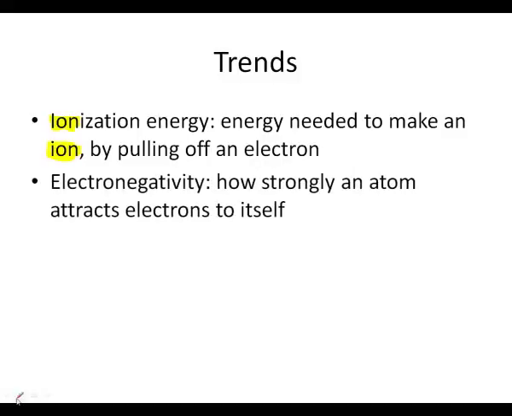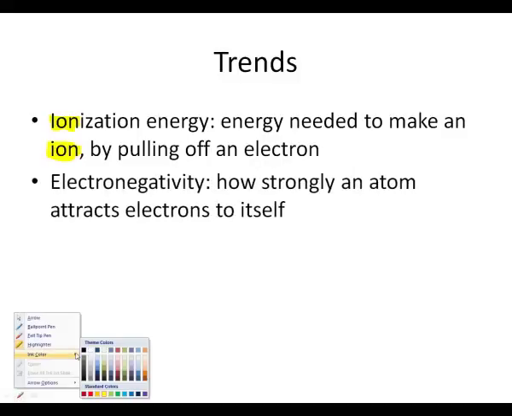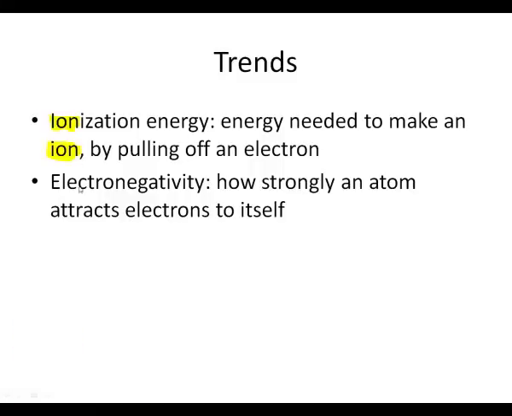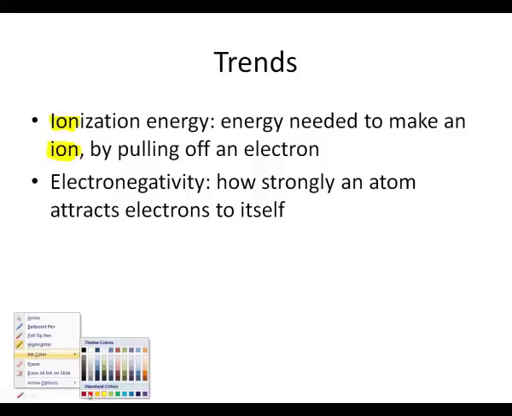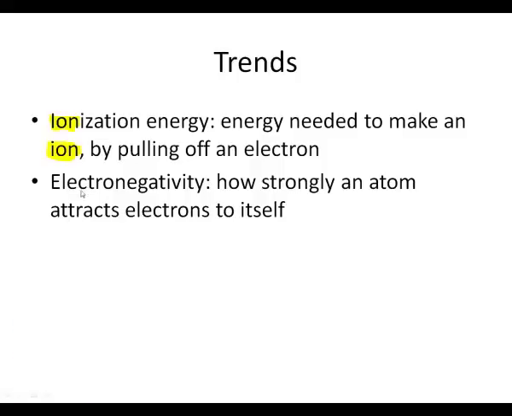Next one is electronegativity. This is a measurement of how strongly an atom attracts electrons. So, for example, it's kind of like a measure of how attractive the atom itself is to electrons. Things that are more electronegative are going to attract more electrons, whereas things that are less electronegative are going to attract less electrons. So that's electronegativity. Okay, keywords there in red.